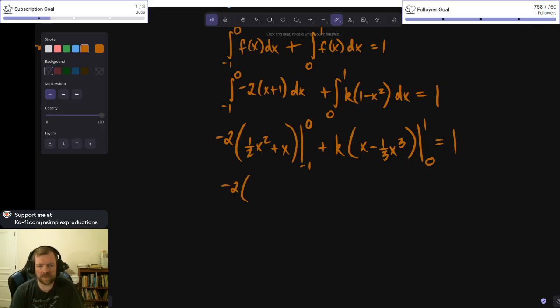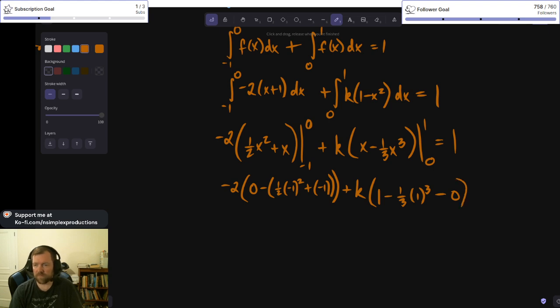So this is going to be -2 times the quantity. 0 is going to clean this out, so we have nothing there. And then -1 is going to be subtracted, so better if we do it this way. 0 minus parentheses, plug in a -1. So this is 1/2 times -1 squared plus parentheses -1, plus k times the quantity. Here, 1 is going to be 1 minus 1/3 times 1 cubed, minus 0 is going to clean this one out. And that whole thing is going to be equal to 1. Jeez. All right.